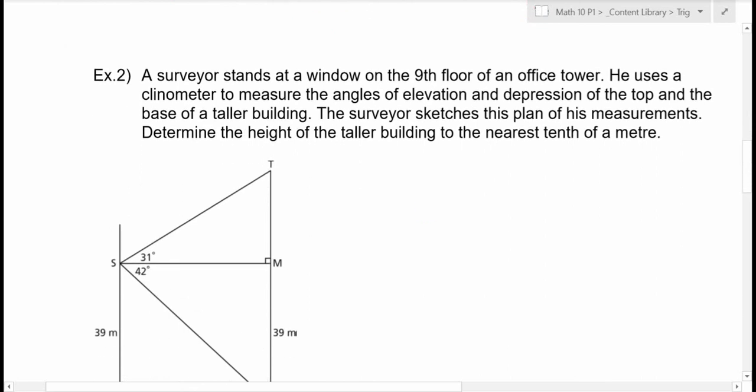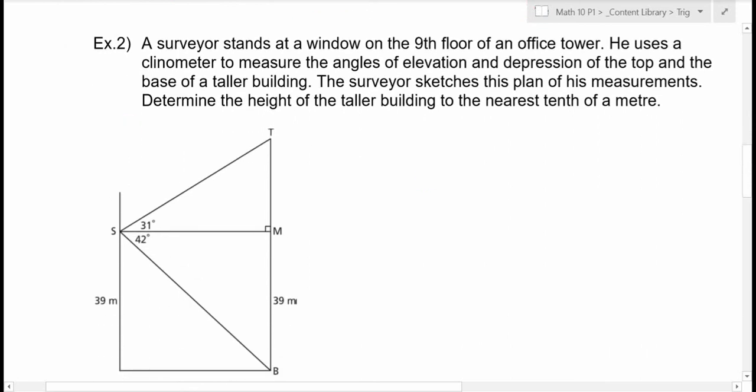All right, example 2. Let's try this together. It says a surveyor stands at a window on the 9th floor of an office tower. He uses a clinometer to measure the angles of elevation. We'll actually use this later on, after the test, I think. Anyways, it's a tool to measure angles.